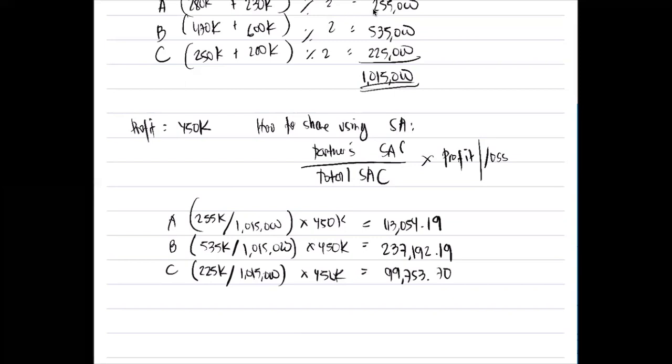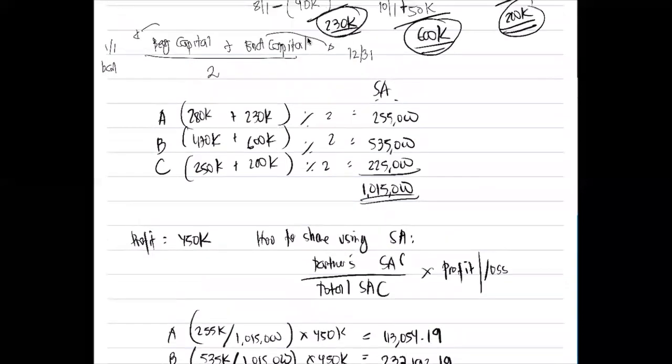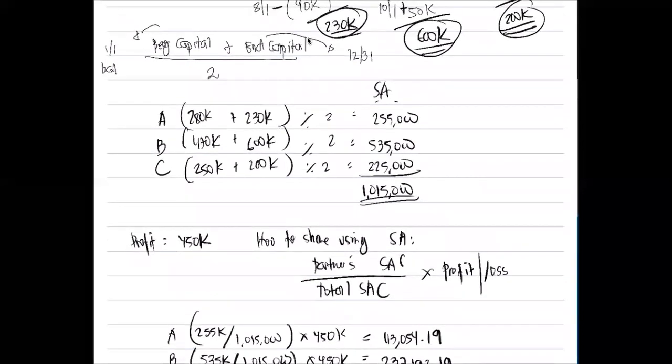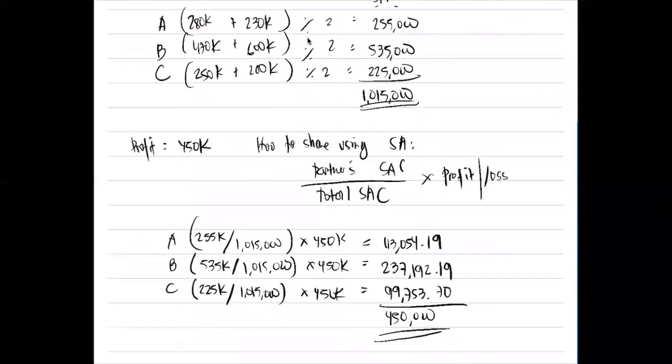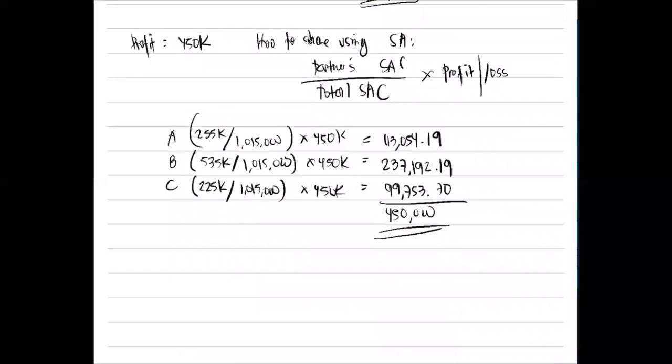Okay? So 99,753.70 plus 237,192.19 plus 113,054.19. We have here 450,000. Okay? Simple average. Mas madali to. Kunin mo lang yung beginning at saka yung ending, i-divide mo by 2. Tapos kukunin natin yung total, yun yung pag-share natin. Okay? Simple average.